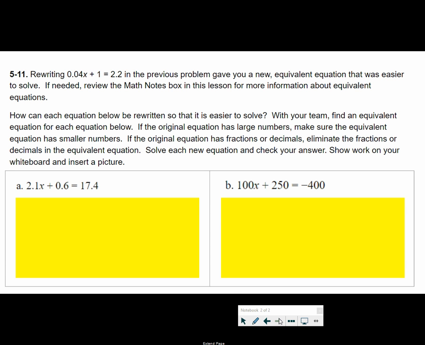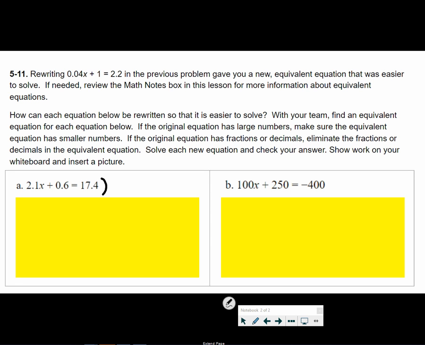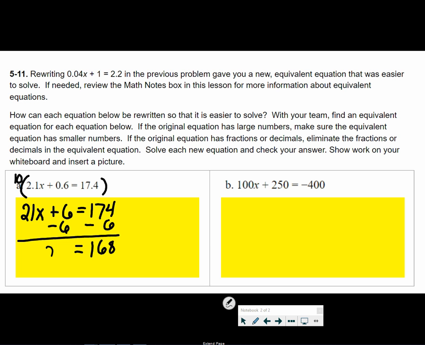So for this first one, I'm going to multiply everything by 10. So I'm going to get 21x plus 6 equals 174. Then I'm going to subtract 6 from both sides and get 168 equals 21x, and then divide by 21. x equals 14.